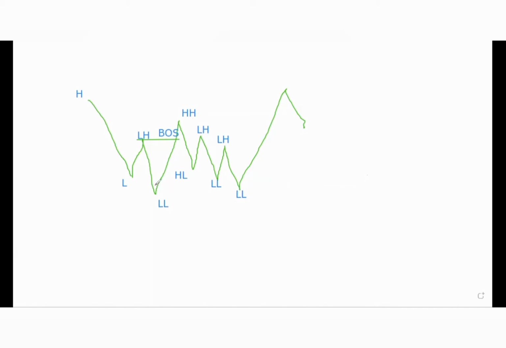But let me explain something here. If you notice, the market retraced to this order block, but the market has given us what? A break of structure. And what did I say? For you to confirm a bearish or bullish market, you need two higher highs and two higher lows. So this is a high, this is a low, this is a lower high, and this is a lower low. The market retraced, broke this structure and gave us a higher high, right?